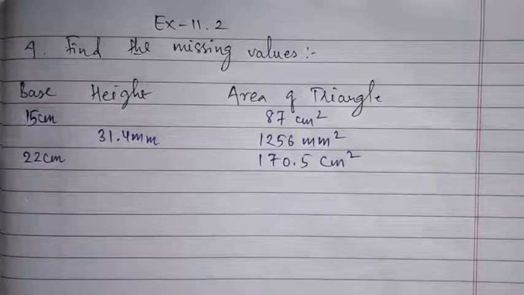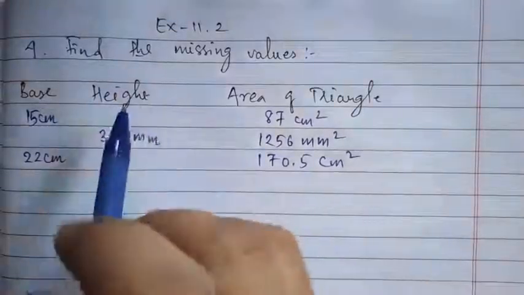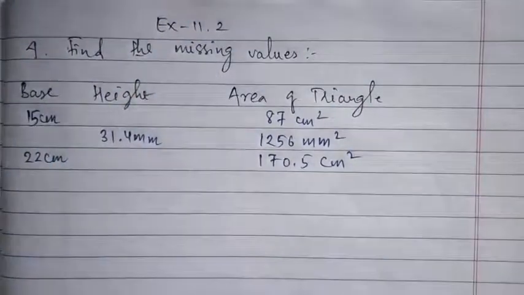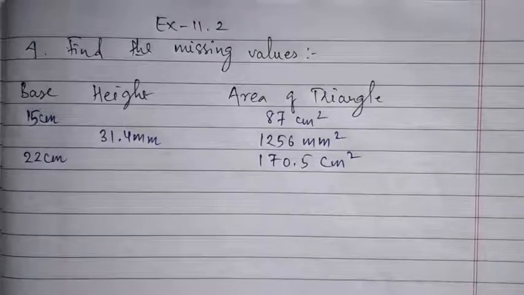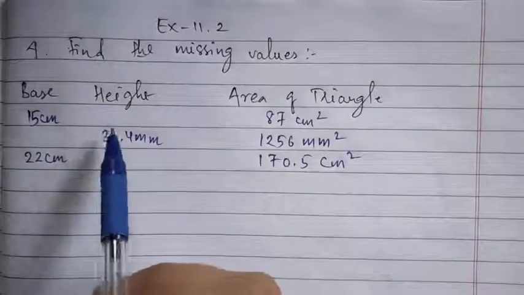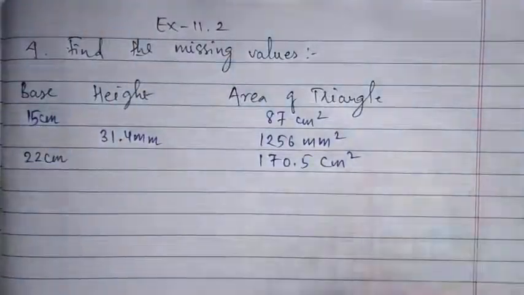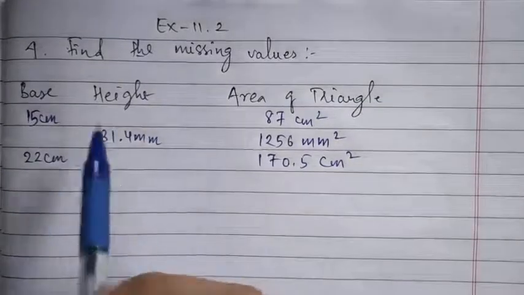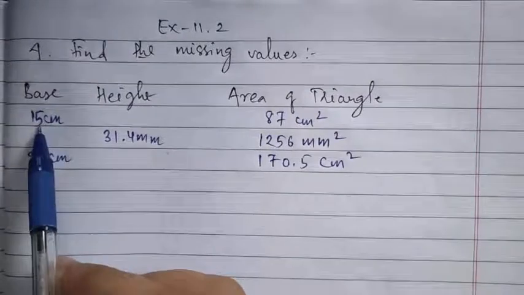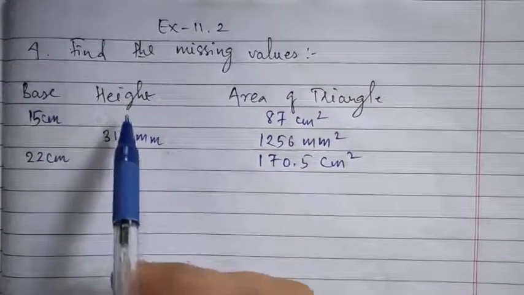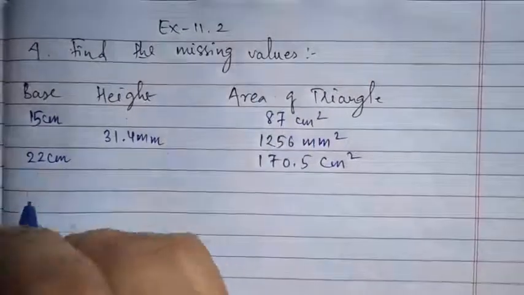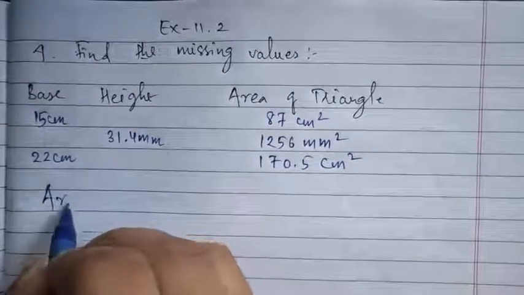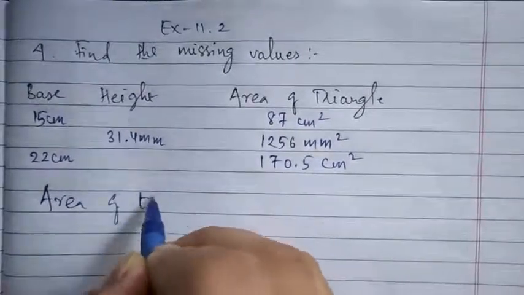So in our today's class we are going to start with question number 4 of exercise 11.2. The question here is find the missing values. Even here the table is given. It is similar to the question of number 3 which we did yesterday. Base is given in the first part, height you have to find and area is given. So this is related to the area of triangle.